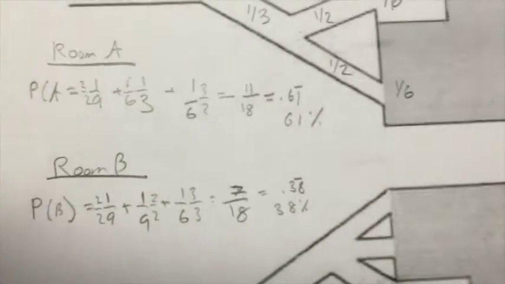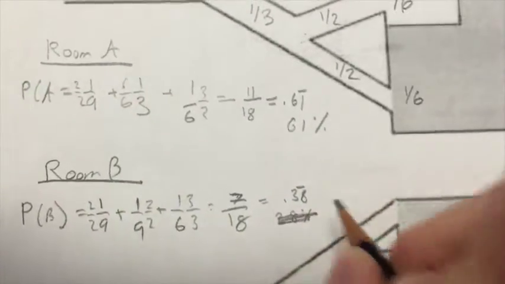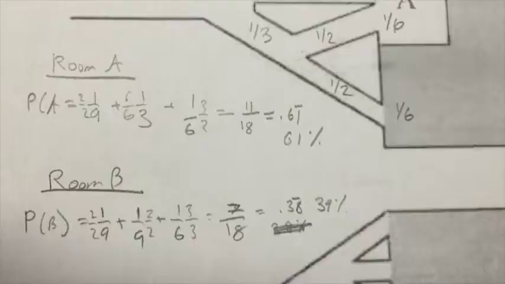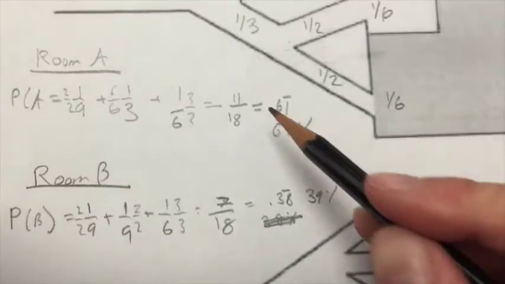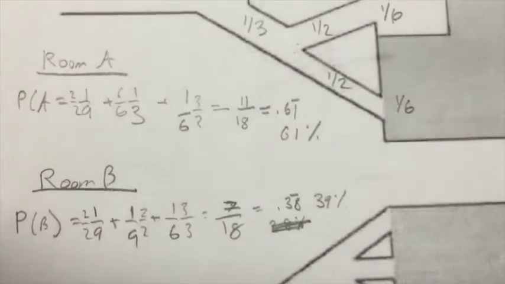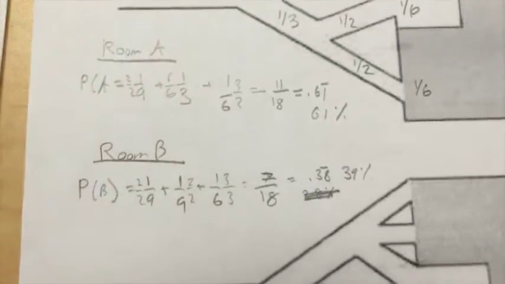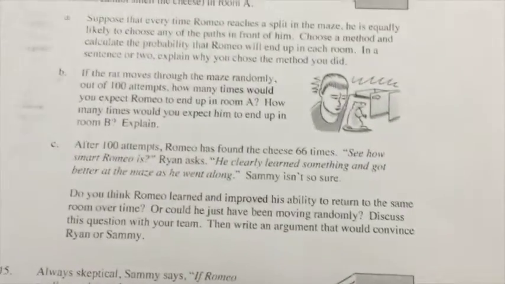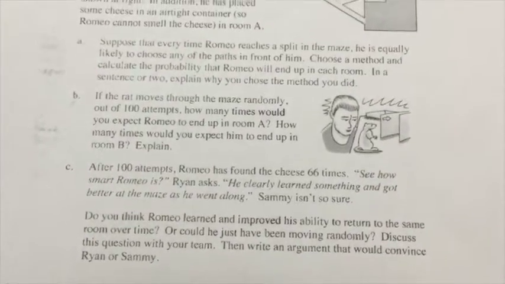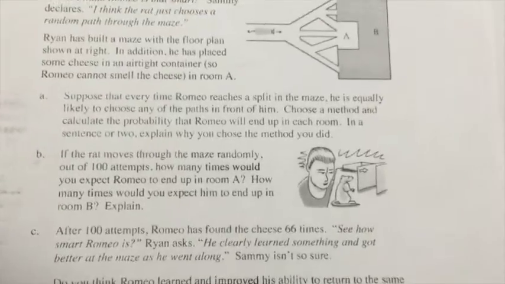Well, actually, let's round up since it's 0.38. So let's say 39%. And we're going to do that also because if you add 39 with 61, you're going to get 100%. We want to make sure that we get 100%. Okay? So if the rat has 100 attempts, how many times would you expect Romeo to end up in that room?